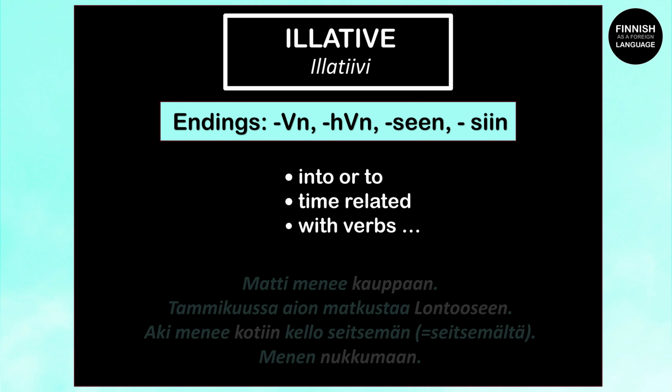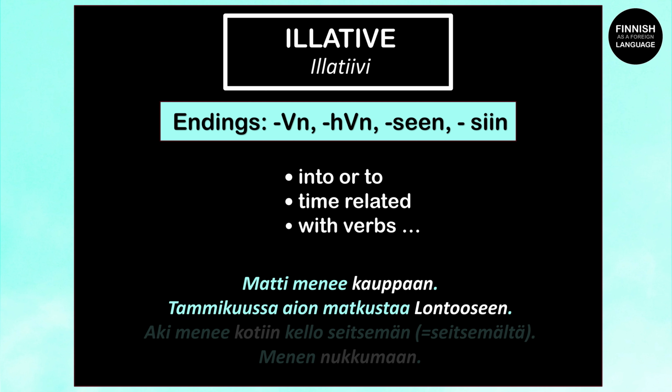Then we have the illative case. It can end either in a vowel plus n, in h, vowel, n, or in seen, or for plural, siin. It's used when we're talking about a movement to somewhere, into something. It's also used in a time-related context with verbs and more. Here are some examples. Matti menee kauppaan means Matti goes to the store. He goes somewhere, he goes to the store. That's why we say kauppaan, which is the illative case of the word kauppa, which means store. Matti menee kauppaan. Matti goes to the store.